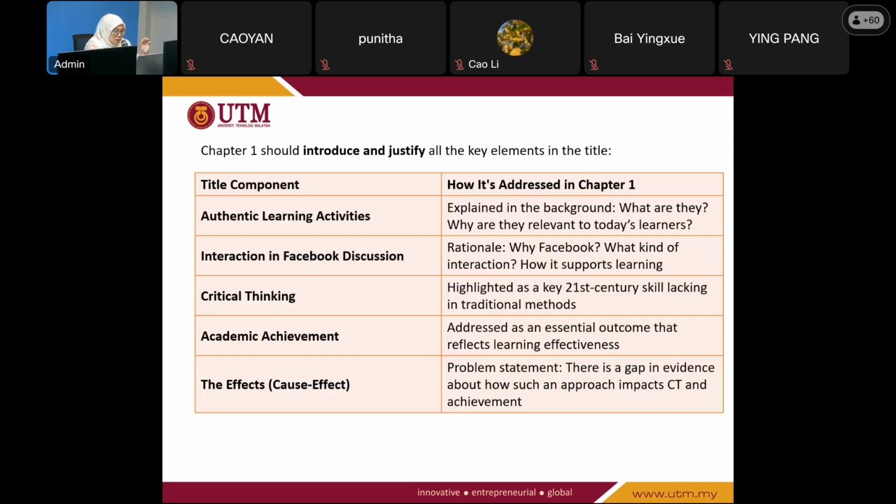So, for example, on the left side of the table, again about the title, authentic learning activities: how is it addressed in chapter 1? I give you an example here. Explain in the background what they are and why they are relevant to today's learners. Interaction in Facebook discussion, the rationale. Critical thinking is highlighted as a key 21st century skill. Academic achievement is addressed as an essential outcome. So this will make your thesis coherent.